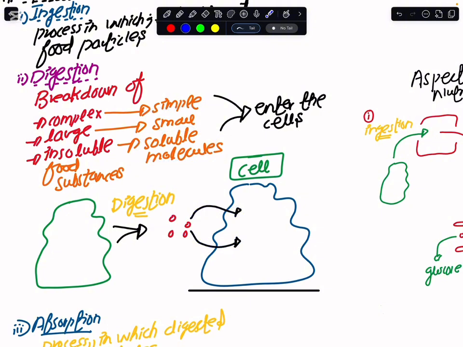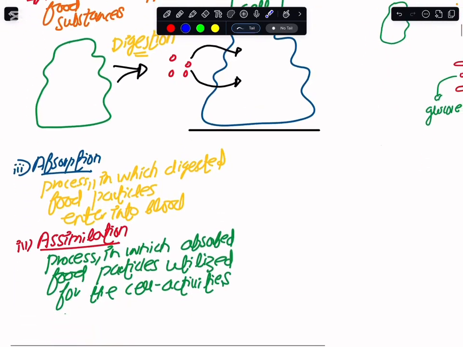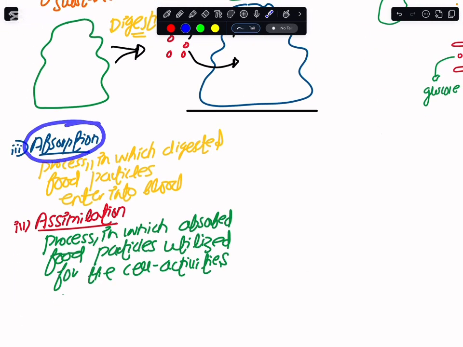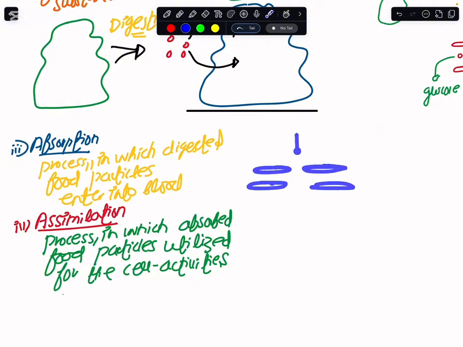And when they enter into the cells, they would be utilized for the cell's activity. Afterward, I have to do the absorption, after I have digested them. So what is absorption? Whenever we have these digested food particles and they go into the blood capillaries, this is the absorption phenomenon.